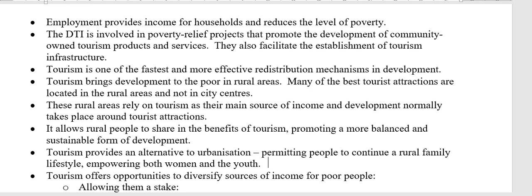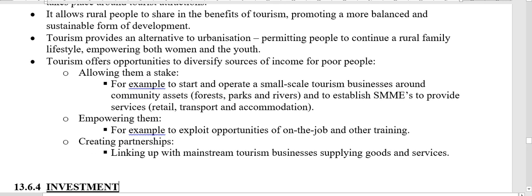So basically tourism provides an alternative to urbanization. A lot of people, because there's more poverty in the rural areas, decide to move to the cities. There's a lot of people that leave the rural areas for the cities. Remember, we did speak about this in chapter 11 about urbanization, where the population in the cities is becoming very big and the cities are becoming overcrowded. So instead of people coming into the city for opportunities, we create an opportunity for them in the rural areas.